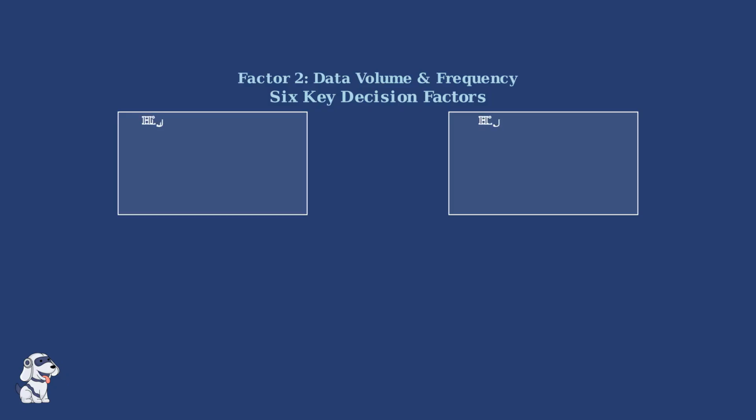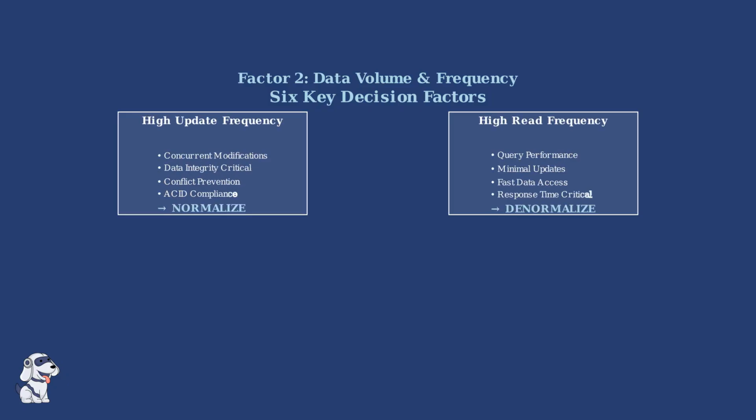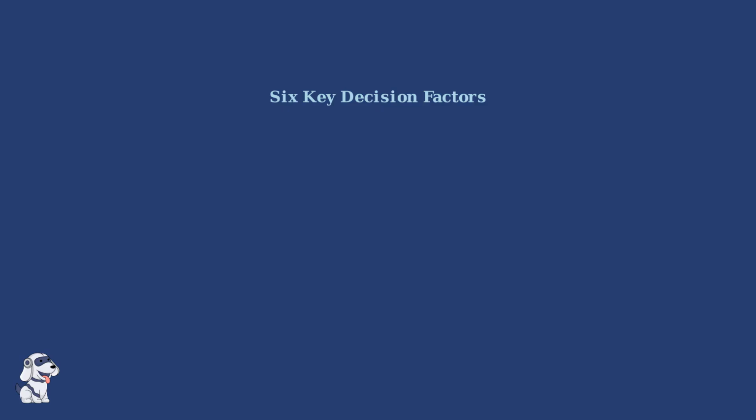Data volume and access frequency patterns are equally crucial. High update frequency with many concurrent modifications requires normalization to prevent conflicts and maintain integrity. High read frequency with minimal updates benefits from denormalized structures that optimize query performance.